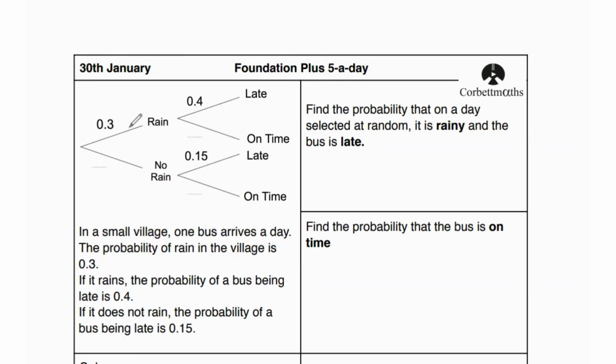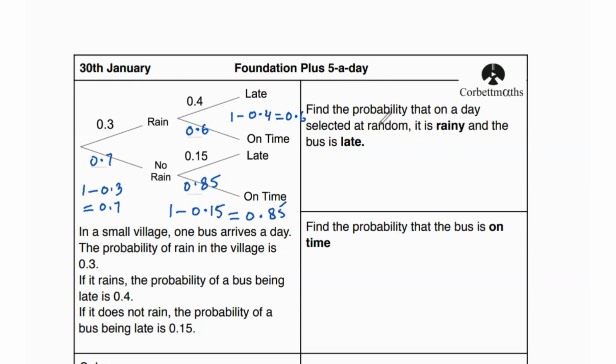If the probability of it raining is 0.3, the probability of it not raining would be 1 minus 0.3, which is going to be 0.7. Then if the probability of being late is 0.4, the probability of not being late would be 1 minus 0.4, which is 0.6. The probability of being on time when no rain happens is going to be 1 minus 0.15, which is 0.85.